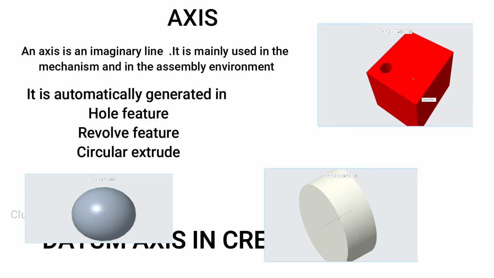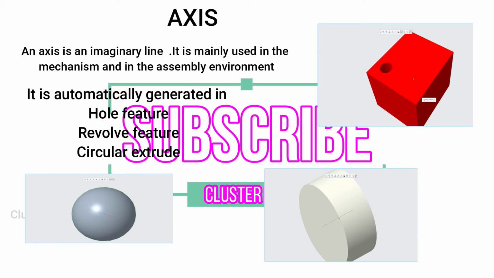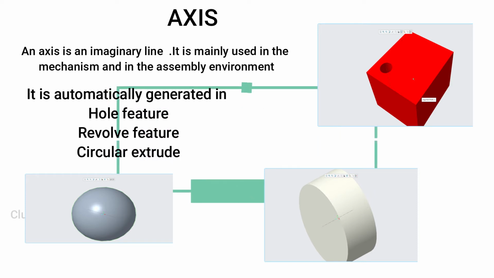In this tutorial, I'm going to explain about the datum axis in Creo. The datum axis is used in the axis alignment in the assembly environment and also in the mechanism environment for slider connection, pin connection and cylinder connection. Okay, let's get into the video.